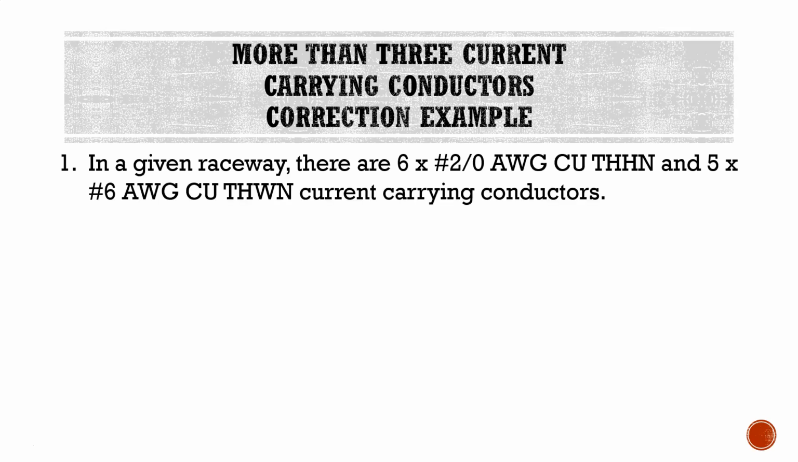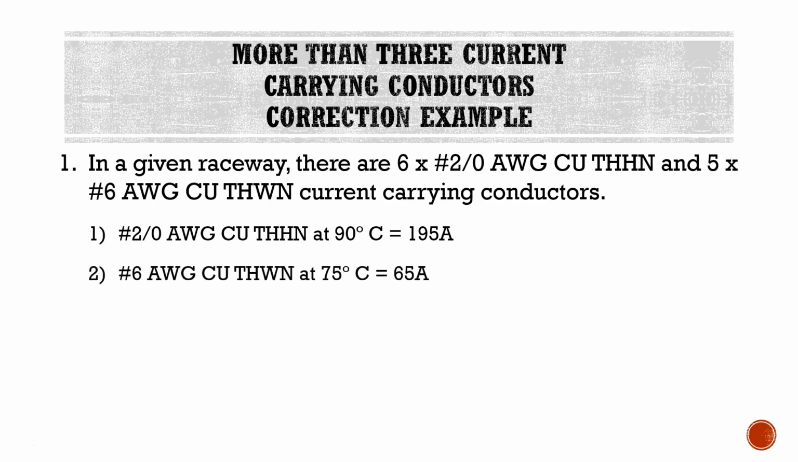So in a given raceway, there are 6 number 2/0 AWG copper THHN and 5 number 6 AWG copper THWN current carrying conductors. So in total, we have 11 conductors, 6 of the 2/0, 5 of the number 6. Now we see that 2/0 AWG copper THHN at 90 degrees Celsius is good for 195 amps. And we see number 6 AWG copper THWN at 75 degrees Celsius is good for 65 amps.